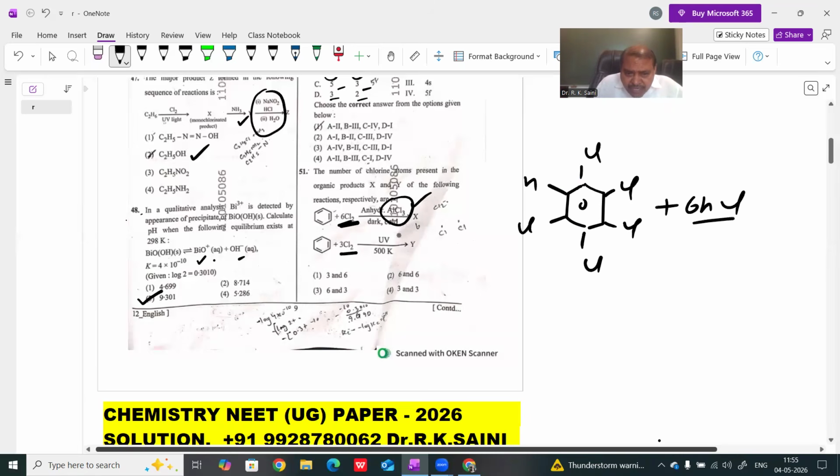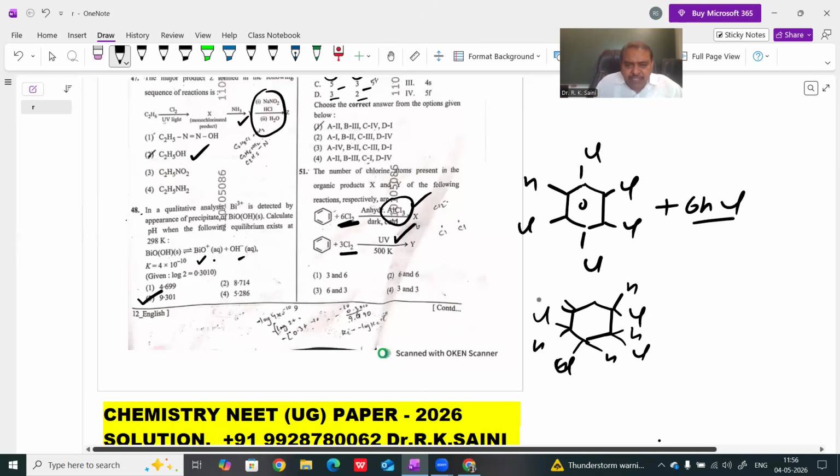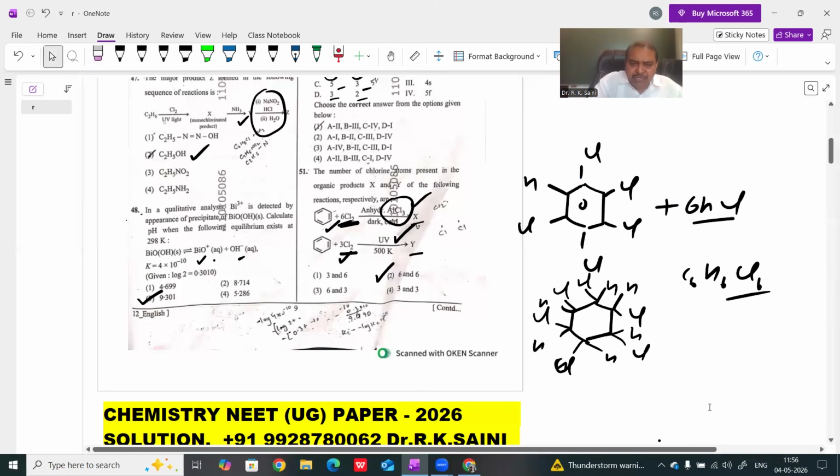And when this reaction is carried out in presence of ultraviolet light, then a free radical reaction takes place. It means 6 chlorines add, giving BHC, benzene hexachloride, also known as BHC, a pesticide. C6H6Cl6, hexachlorocyclohexane. And hence, in one case it is free radical addition, and in the other it is electrophilic substitution. And then X and Y contain 6 halogen or chlorine atoms. Question number next.